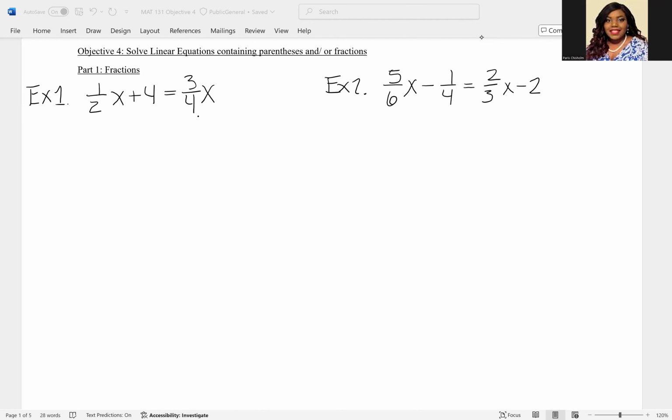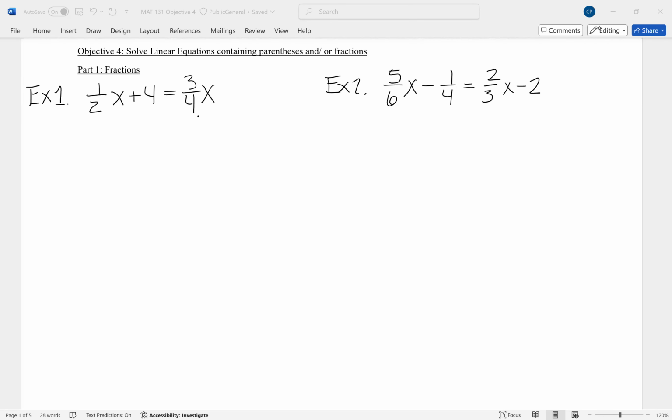All right, hello class. Today we're going to cover Math 131 Objective 4. For this objective, we are going to solve linear equations containing parentheses and/or fractions, okay? So for part 1, we're going to start with the fractions. So let's take a look at example 1.